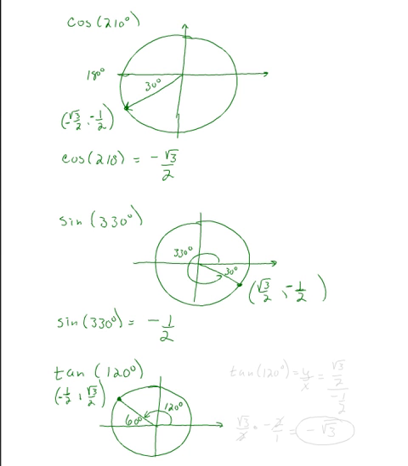So now when I think about the tangent of 120, that's y over x, and that would be the square root of 3 over 2 divided by negative 1/2. Simplifying, that's the square root of 3 over 2 times negative 2 over 1, or simply the 2's cancel here, negative square root of 3. Okay, and that's our final answer.